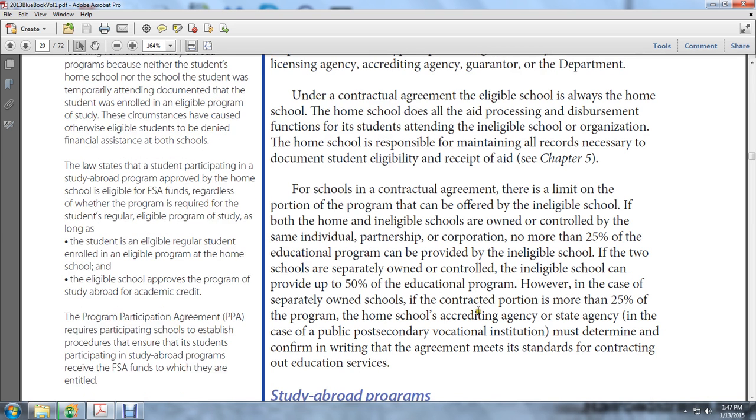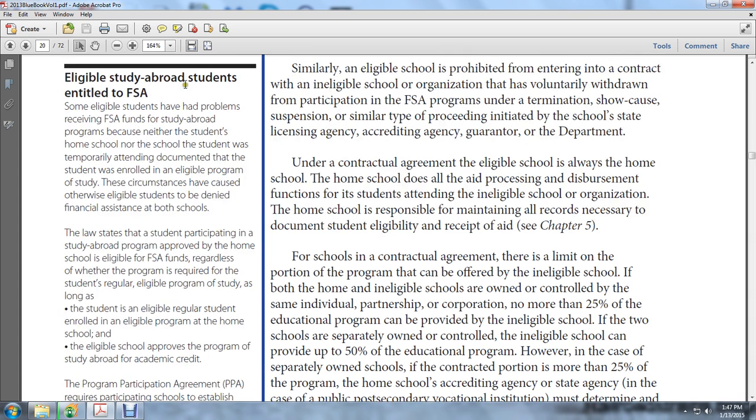Student abroad programs. Eligible student abroad students are entitled to federal student aid. There have been problems with students receiving federal student aid funds for student abroad programs because neither the student's home school nor the school the student was temporarily attending provided documentation that the student was enrolled in an eligible program of study. These circumstances have caused otherwise eligible students to be denied financial assistance from both schools.